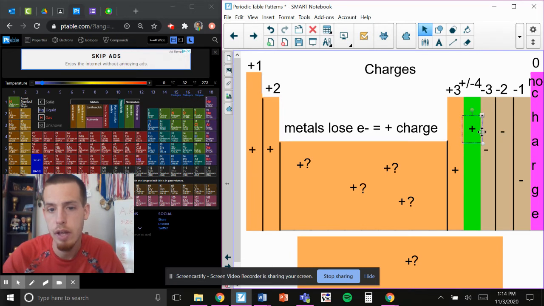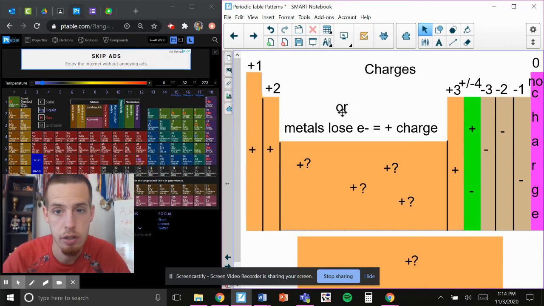Again, over here, we know that if you have 4 valence electrons, it is not easier to gain or lose 1. It's going to be an OR situation. So depending on what's around, you're either going to gain 4 or lose 4.